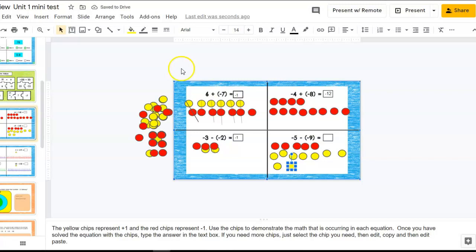Then I'm going to find my 0 pairs. Zero pair there. Here's a 0 pair. Here's also a 0 pair. A 0 pair right here. And another 0 pair. So that is going to leave me with a positive 1, 2, 3, 4. That leaves me with a positive 4.